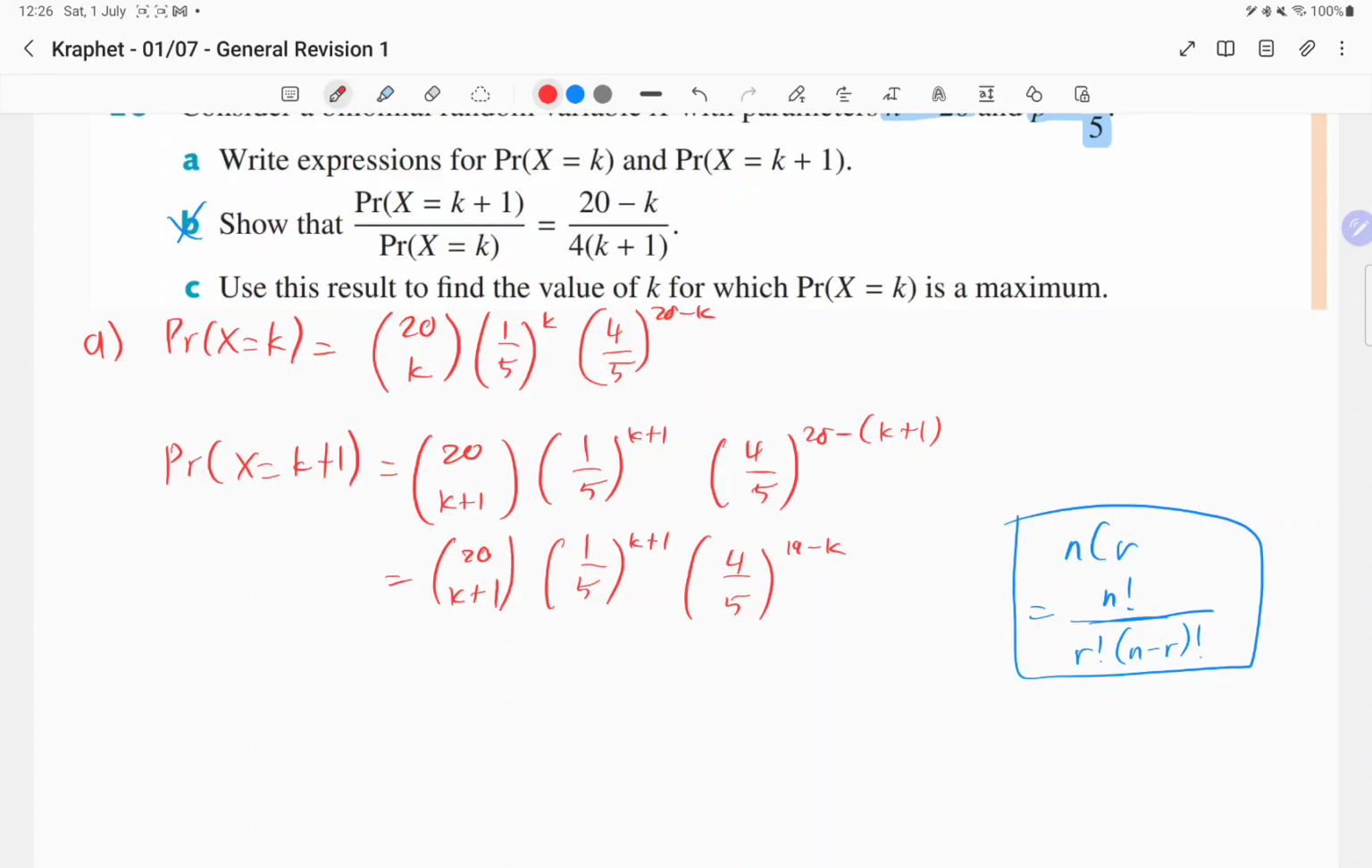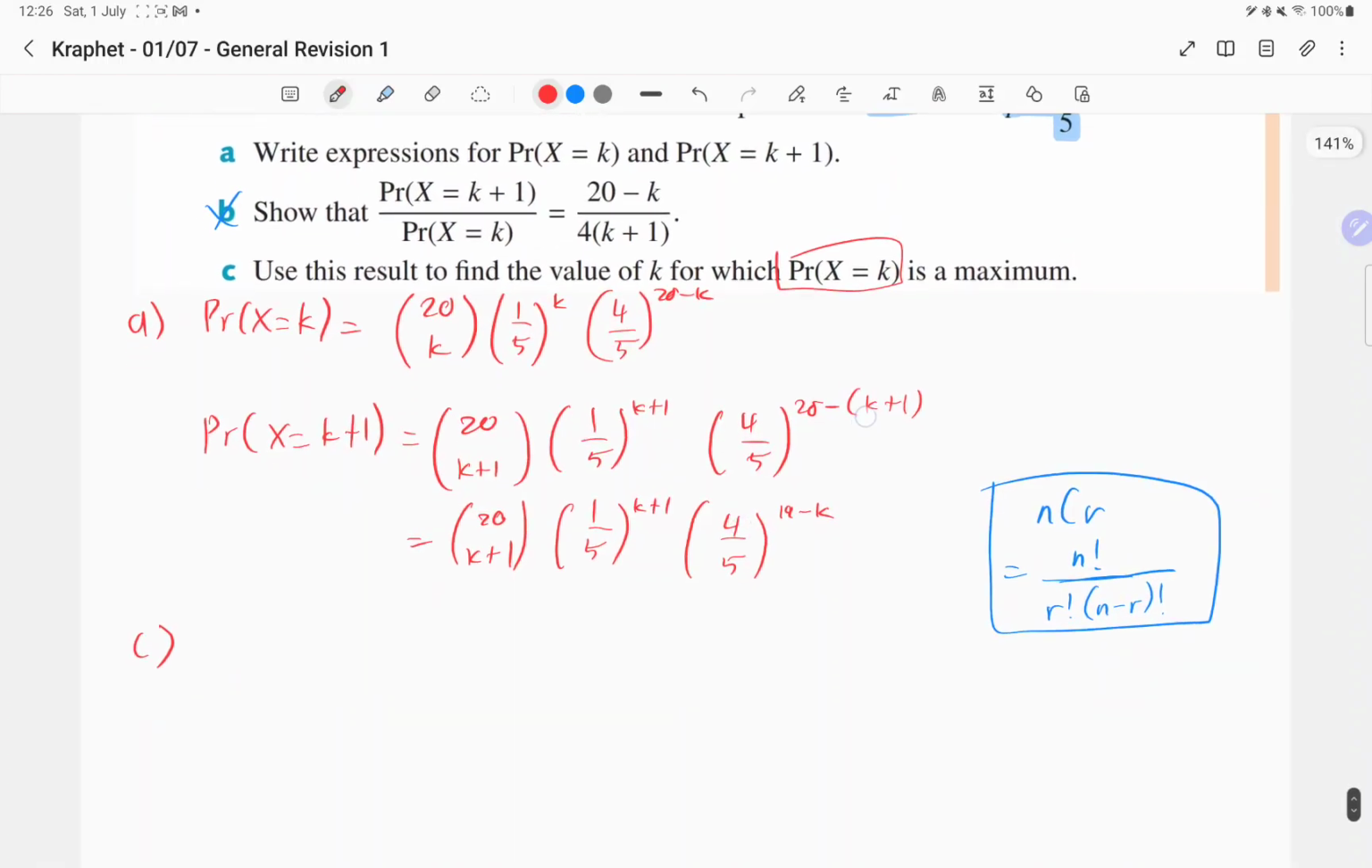Now let's say we were to skip B, or show that. I have no idea how to explain the factorial, the combination formula. That's fine. We do C first. Use this result to find the value of k for which that is a maximum. Okay. So we want to find PR x equals k is a maximum.